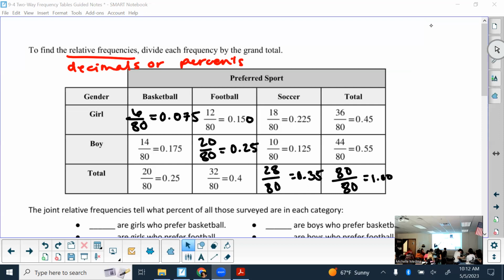0.15. So also knowing where to look in the table. But relative frequency, your answer should either be decimal or percent. Good. Relative frequency tables should be all decimals or percent. It tells you basically what portion of people that were surveyed said that response. So you can see a lot of the people surveyed were boys, and a lot of people said they liked football. Questions on that?